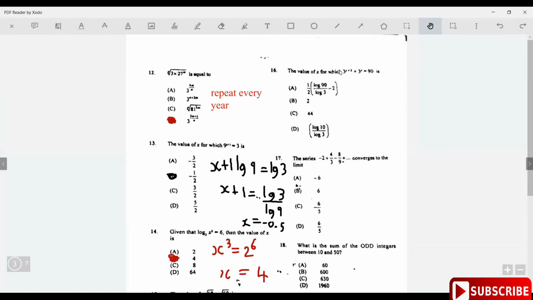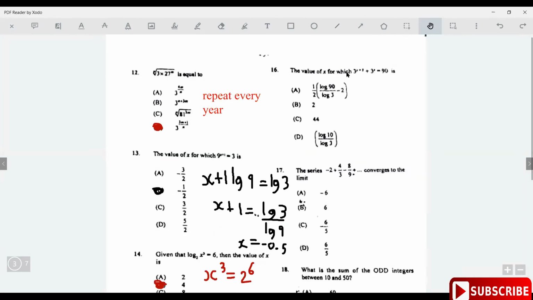All right. Oh, I really can't make out what this is. I think it says find the value of x for which 3 to the x plus 2 plus 3 to the x is 90. Let's assume this is x plus 2. So we have 3 to the x plus 2 plus 3 to the x equal 90.